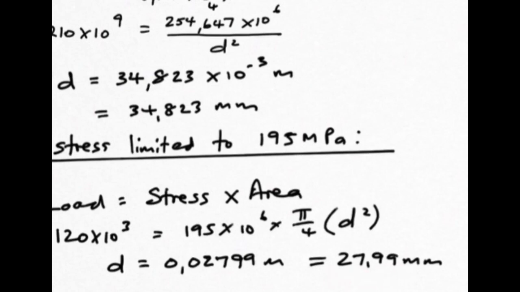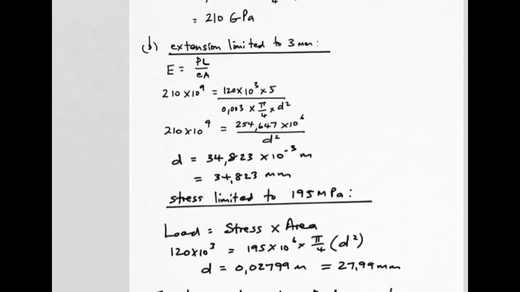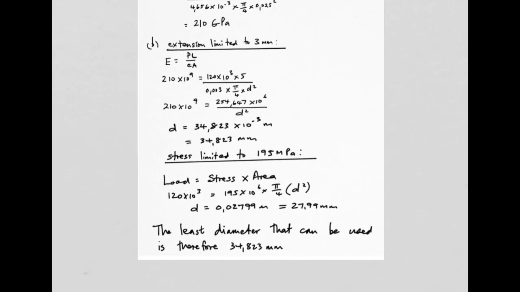Okay, so which one are we going to use? 34,8 or 27,99 millimeters? Well, let's look at the question once more. What did they want to know? The minimum diameter of a bar of the same material. So if we go back to those two answers, if we were to use the lesser at 27,99, we would not satisfy the first design requirement. So we can't go below 34,823 millimeters, otherwise we won't satisfy both design requirements.